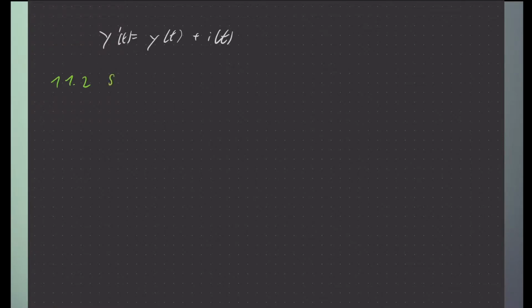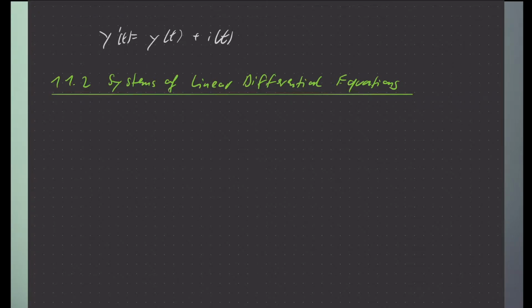This is section 11.2, systems of linear differential equations. And we'll start with a definition. In this section, we'll only talk about homogeneous systems, so we will not have any inhomogeneous right-hand side terms in here. So let's define what that is.